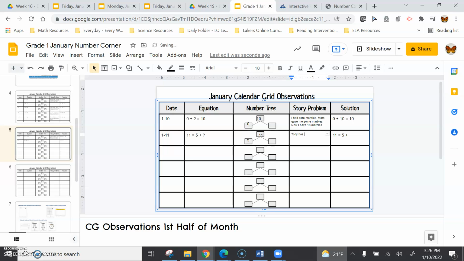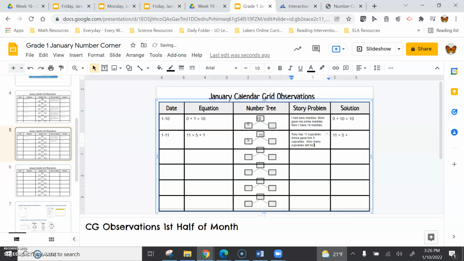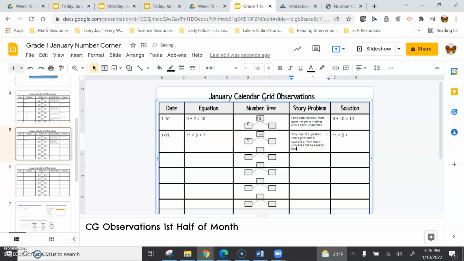Tony has 11 cupcakes. Amira gave him 5 cupcakes. How many cupcakes did he already have?